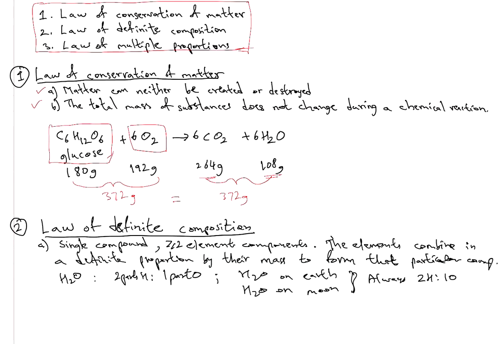So that is the meaning of law of definite proportion, that whenever you're using the words law of definite proportion, you're talking about a single compound, and you're saying that the elements that make up that compound will always be combining in the same proportion. Okay.